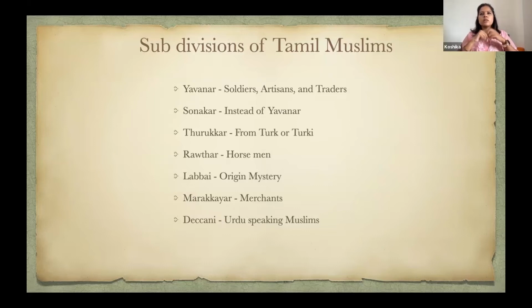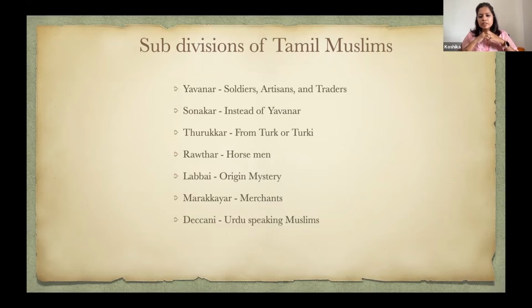And next is the Sonagar. Later, instead of Yavanars, the word Sonagar was used. It is called Sonagar, Jonagar also. They were almost similar to Yavanars. Then comes the Turkar. There is not much evidence, but they say maybe they were the Muslims who came from Turkey, so they were called Turukkar.